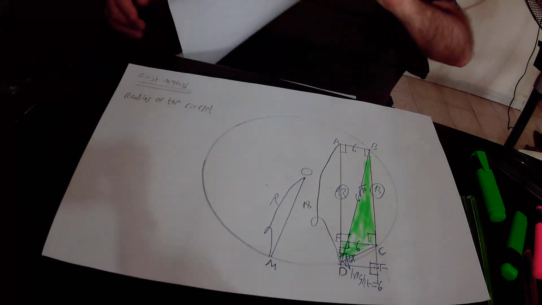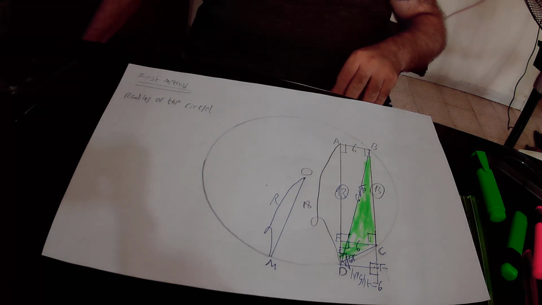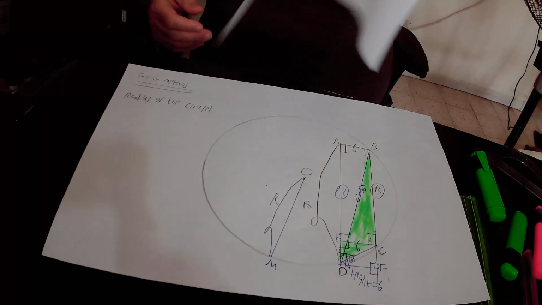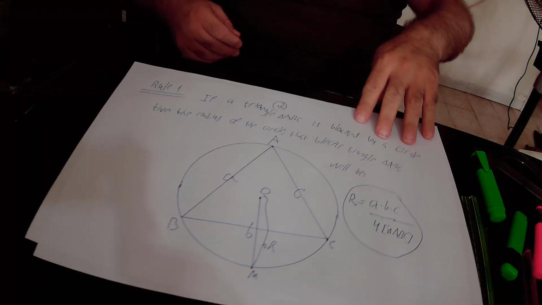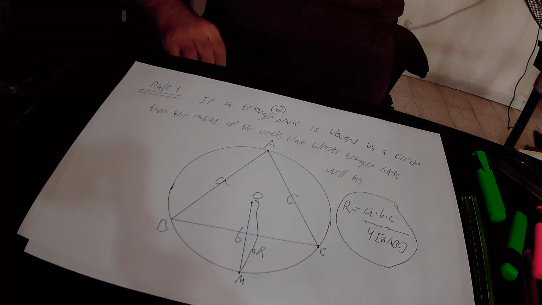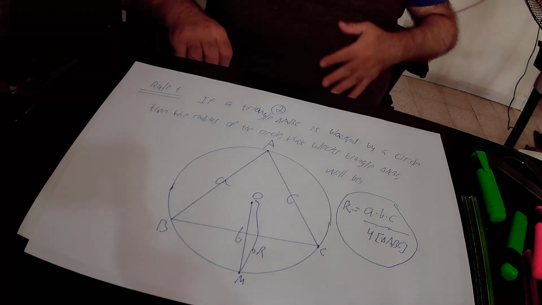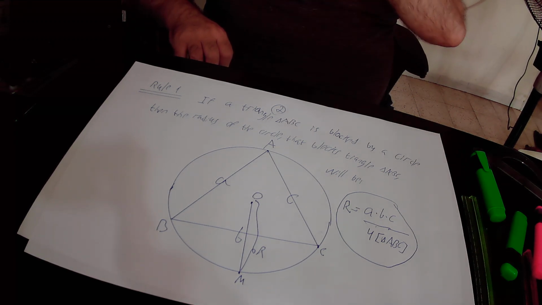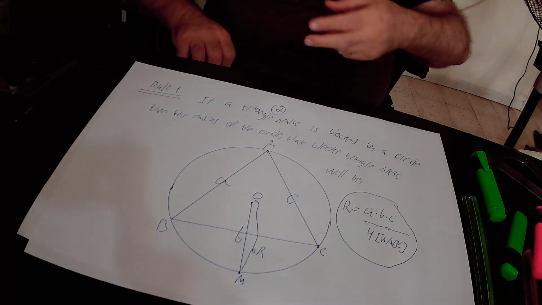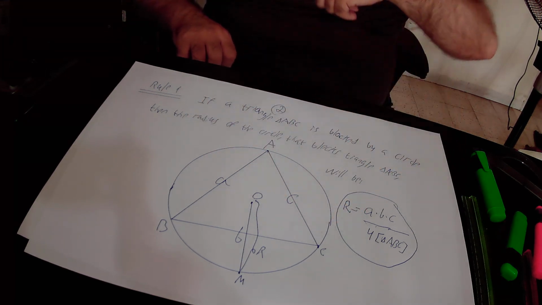Okay, in the next step, I presented to you a new rule, and we implemented the new rule in our drawing. According to the new rule, which is true in any circle, if we have triangle ABC, that could be any triangle, that is blocked by this circle, as you can see here.